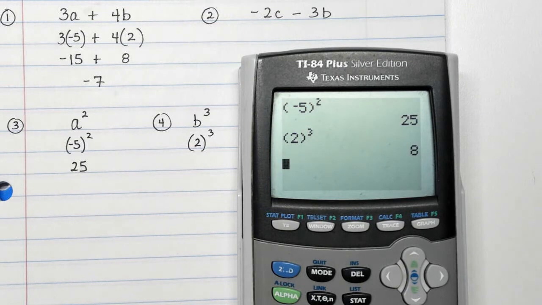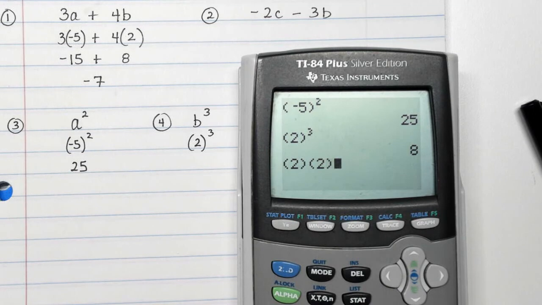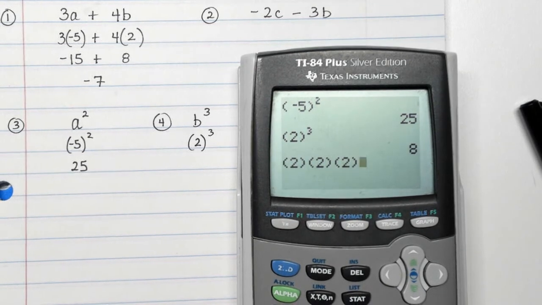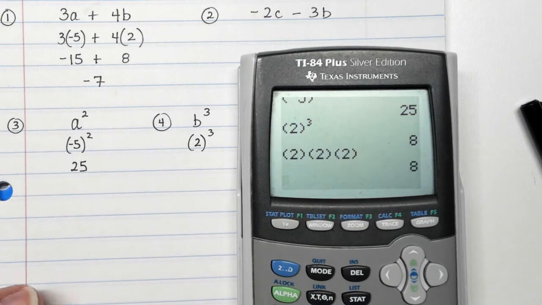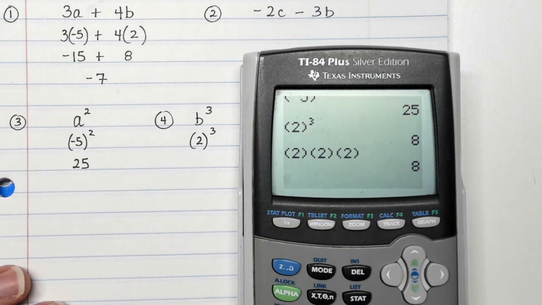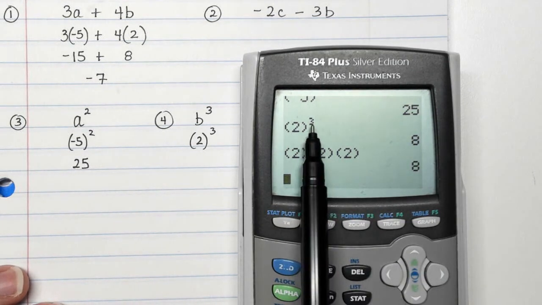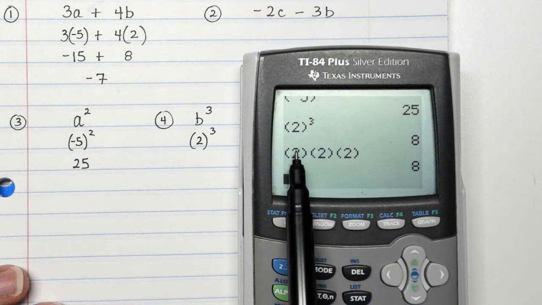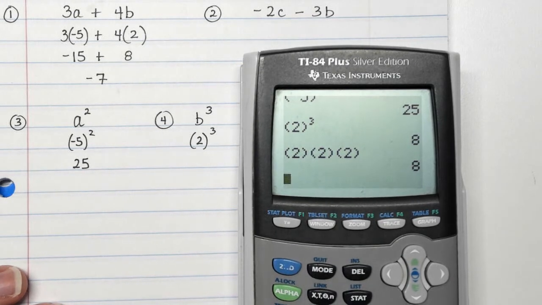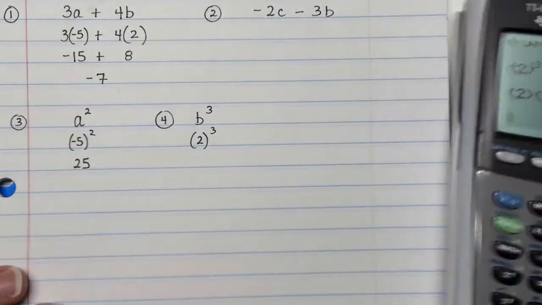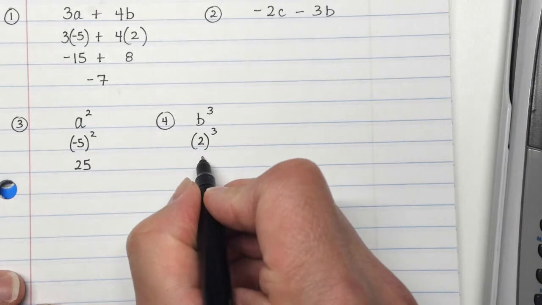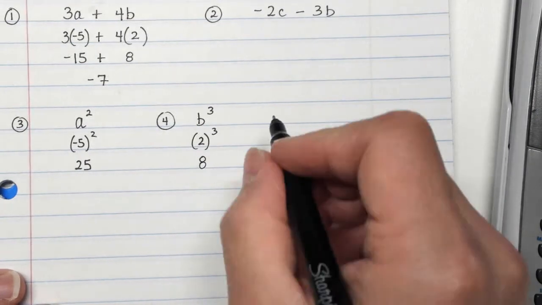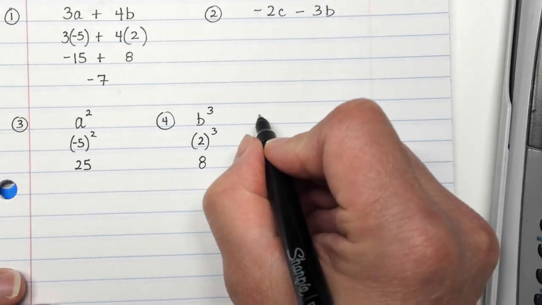Or I could have gone like this: 2 times 2 times 2. And of course you get the same thing. So the whole point of that lesson, if you missed it, was that the exponent tells you how many factors there are. Please, for goodness sake, use a calculator if you're not sure.